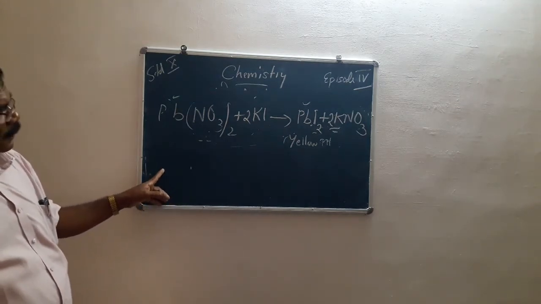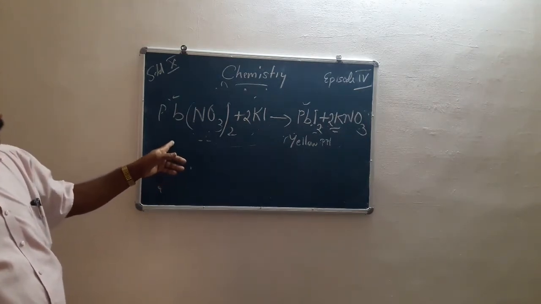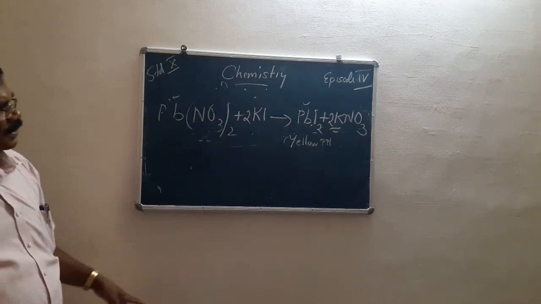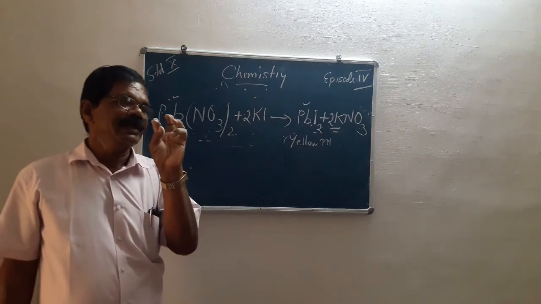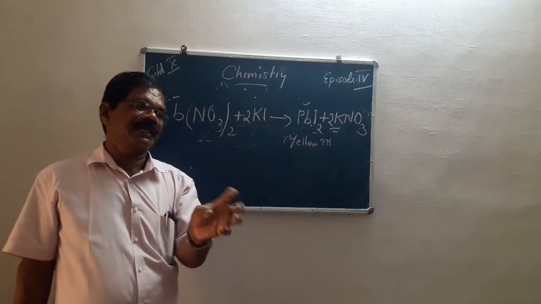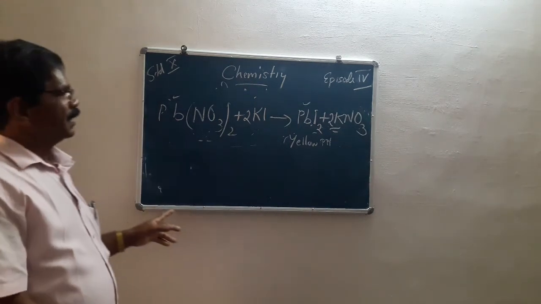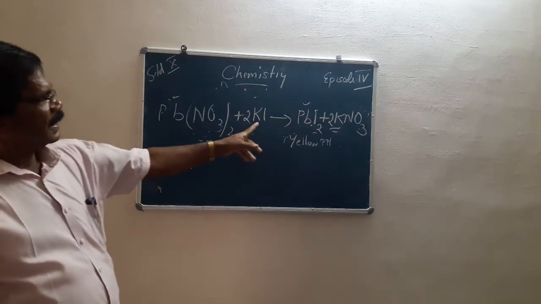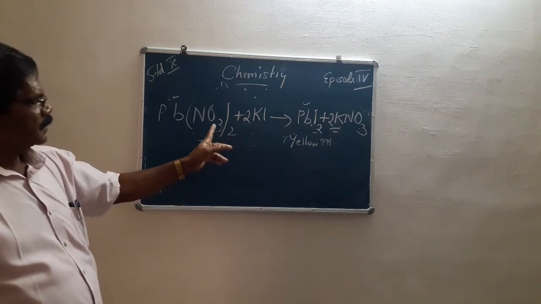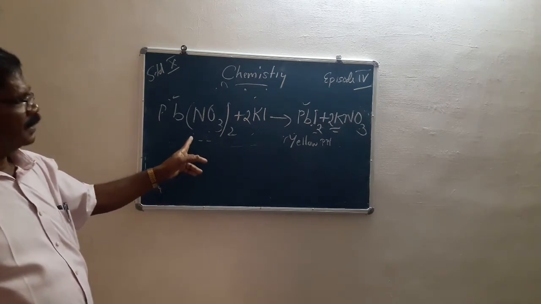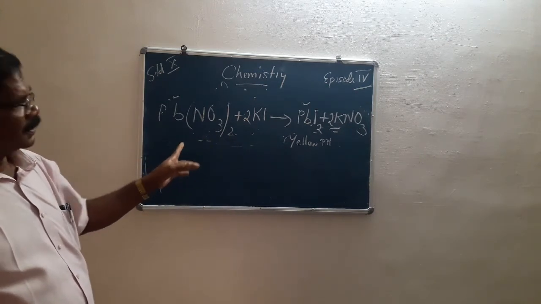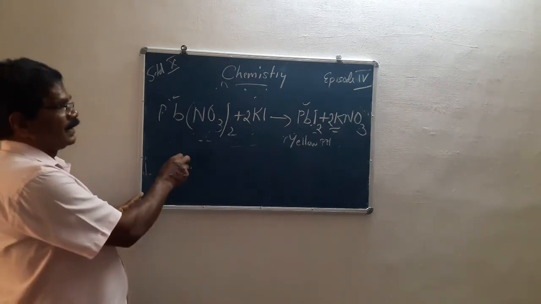Our third look is, is this a displacement reaction? In a displacement reaction, we already know that a more active element displaces the less active element from a compound. Here there are only two radicals or ions, potassium and nitrate ion. So it is not a displacement reaction. Then the fourth possibility is double displacement.